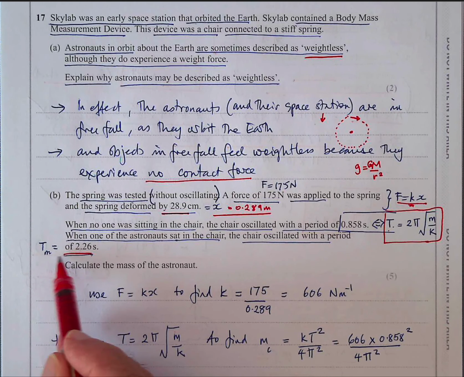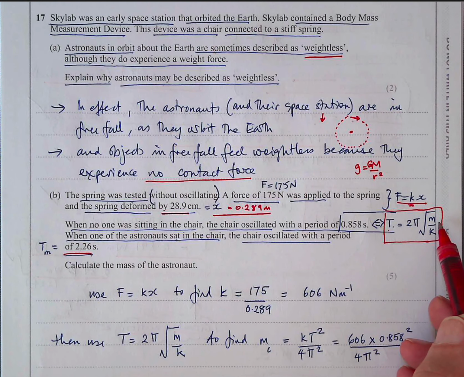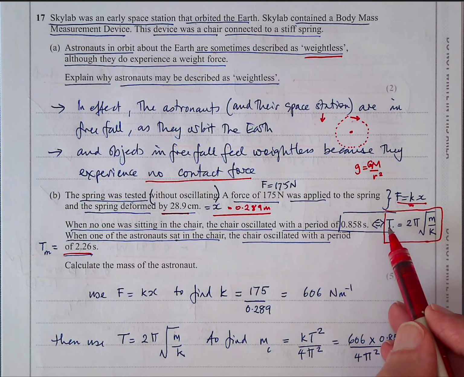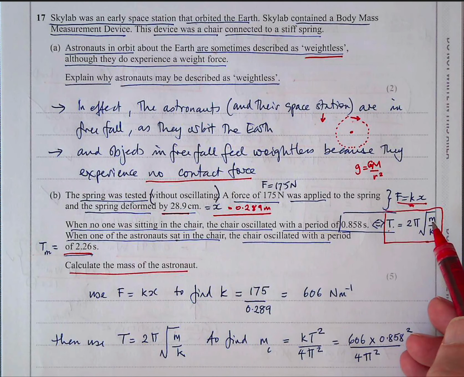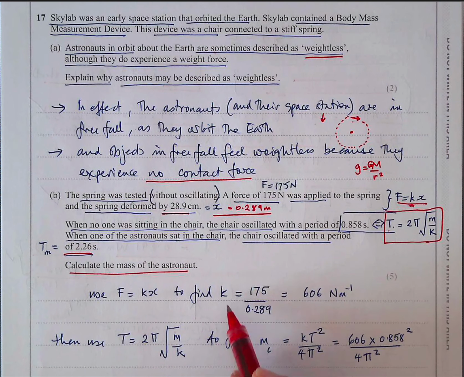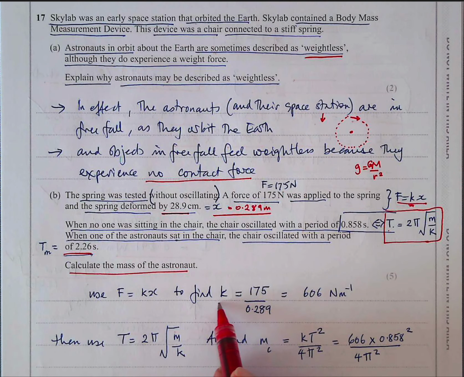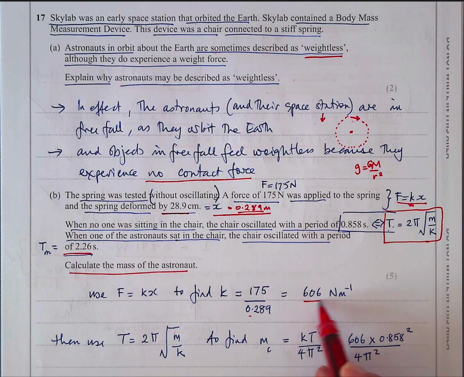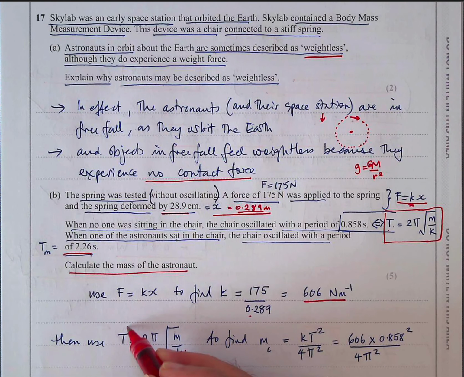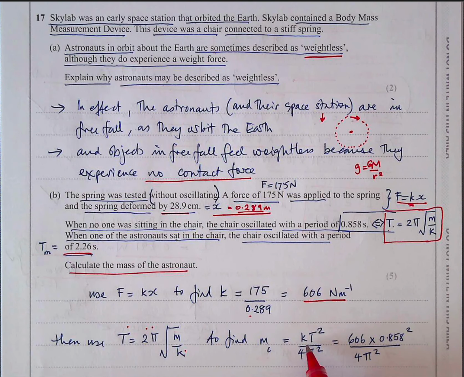Where someone was sitting, the mass is increased, so the period is increased because mass is directly proportional to the period. So the bigger the mass, the bigger the period. So you've got to calculate the mass of the astronaut. In other words, we've got to use this equation to find it out. But first, we need to find out k, and we find out k using Hooke's law. So k will be 175 divided by 0.289. Remember, you've got it in meters, so that's k. Once we know k, we know T, we know 2 pi. The only thing we don't know is m. So to find m, we just change the subject of the formula, get rid of the square root sign, so it will come out to kT squared over 4 pi squared.